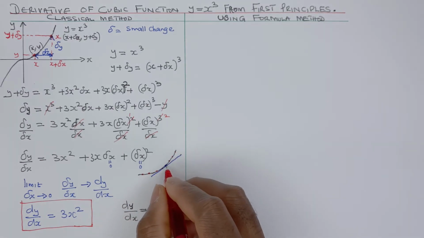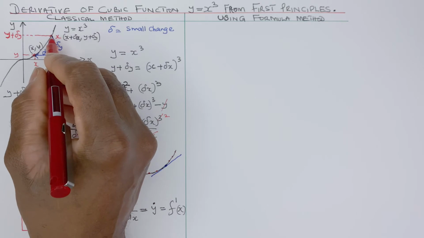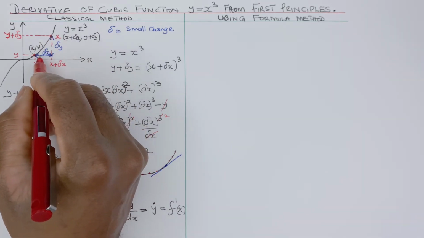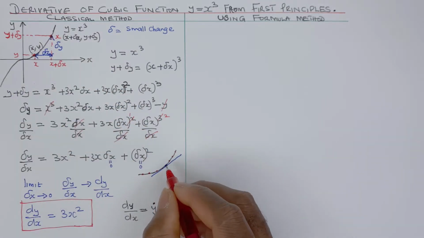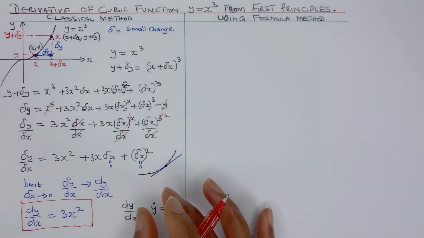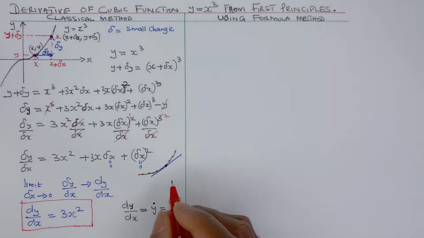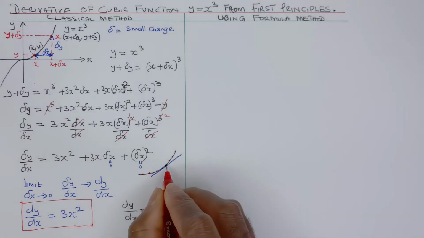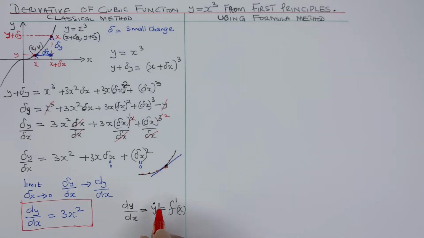So that's why we're trying to make the difference between those 2 points as small as possible to approach that tangent. And that's why we have the limit. And that limit is come close to 0. That's the limit here. And then we can have a tiny little rectangle there. Very tiny little rectangle. And that's why we did what we've done. So that is the classical method of doing derivative from first principle.